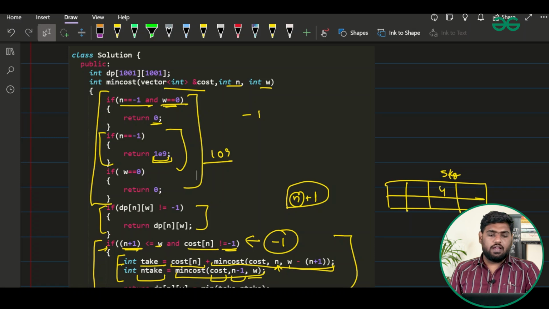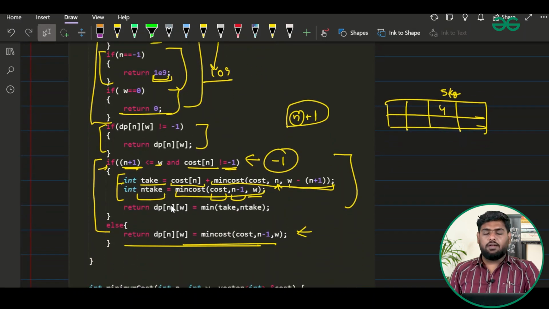Okay, and after these two base cases I have written: if my capacity is becoming 0, and it could be anywhere in the middle of my array, that I still have some array left, but I have already gotten my answer, in that case also I can return 0. Okay, these were all the base cases.